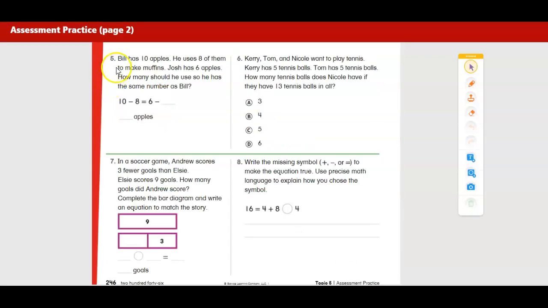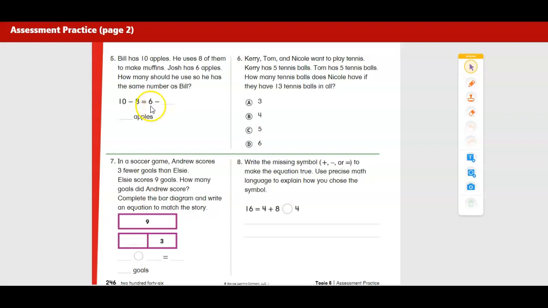On number 5, at the top of the page, it says Bill has 10 apples. He uses 8 of them to make muffins. Josh has 6 apples. How many should he use so he has the same number as Bill? The 10 represents the apples that Bill has. The 8 is how many he uses. And then it has our equal sign to write our next equation.